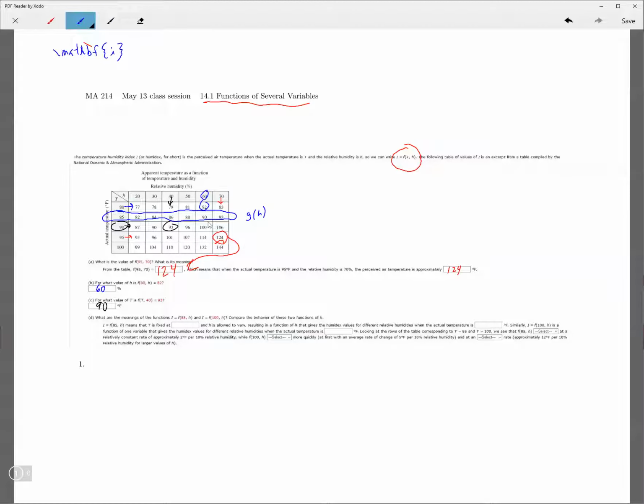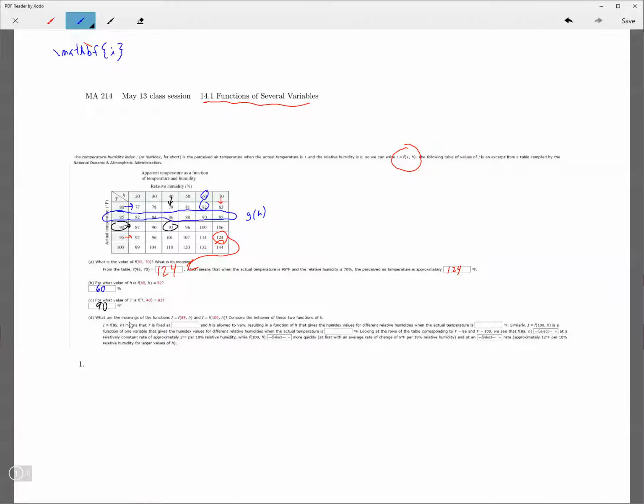Okay, so it's only a function of humidity, given that the temperature is fixed at 85. So these values right here are what happens when you're at 85 degrees. And so that's a one variable function. Not two variables, but just one variable. So the only variable is H because you've already fixed the temperature T. Okay, so that's the idea there. These are one variable functions now. It's kind of what we're used to.